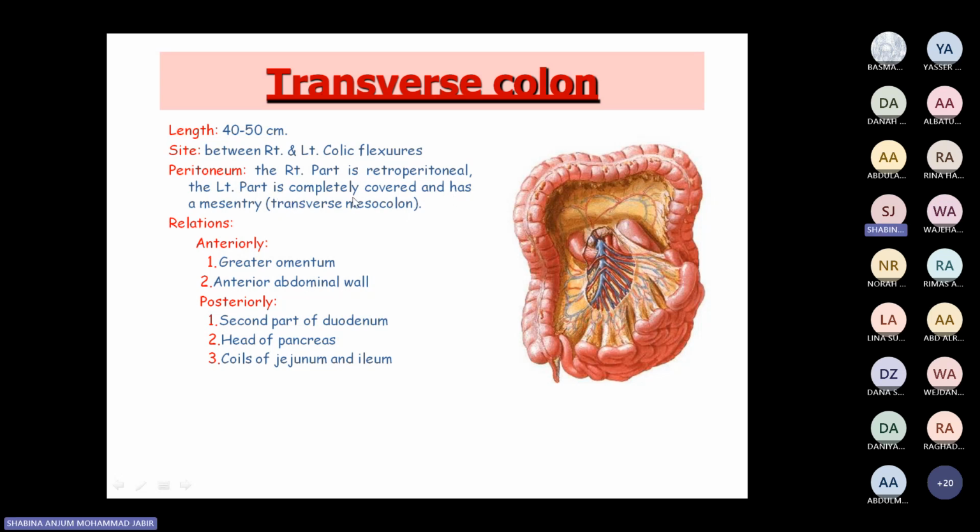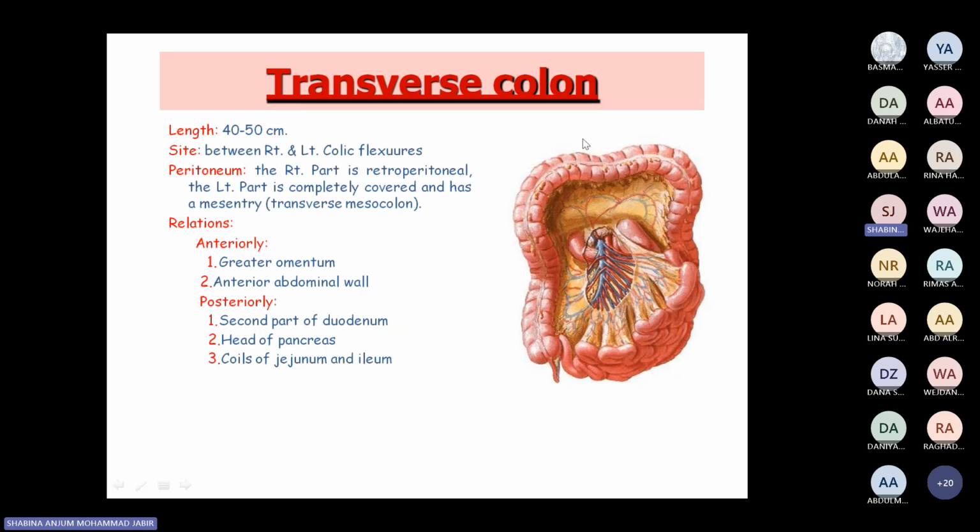Part of this transverse mesocolon has one end attached to the transverse colon. What about the other end? Which organ? Any idea? Pancreas. Very good. Okay, we will see it again.